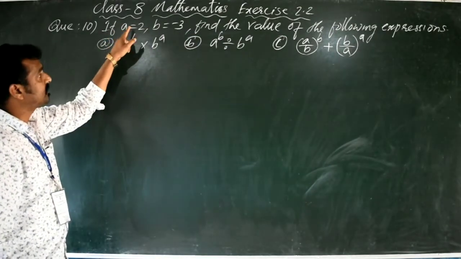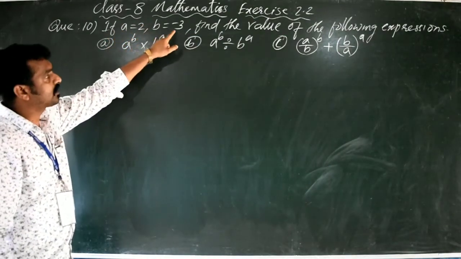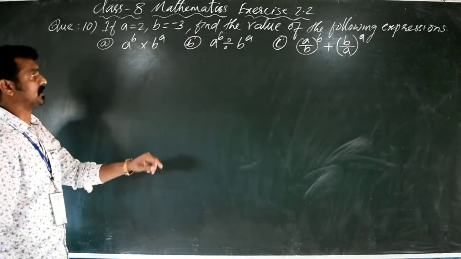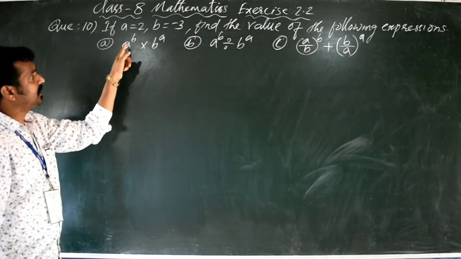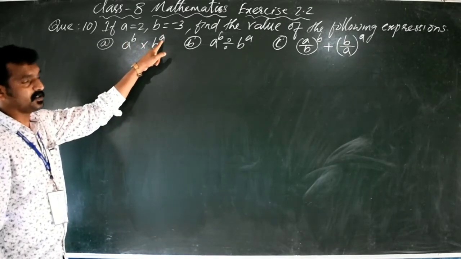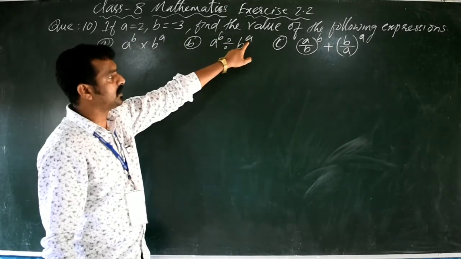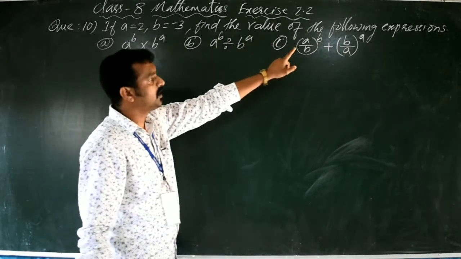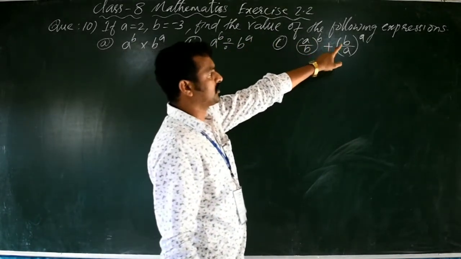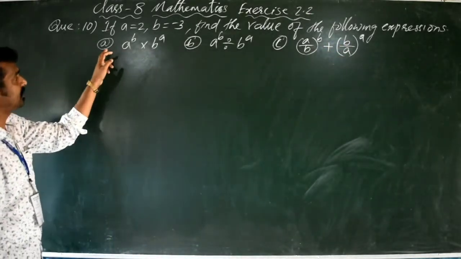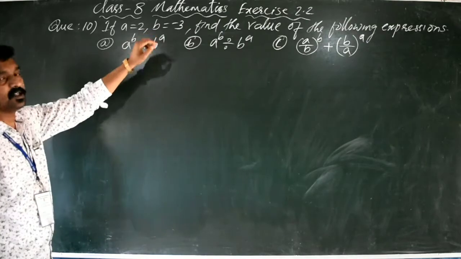The values are given here: a is equal to 2, b is equal to minus 3. We want to find the value of the following expressions. Question A: a raised to b into b raised to a. Question B: a raised to b divided by b raised to a. Question C: a by b raised to b plus b by a raised to a. So first I am going to find the value of a raised to b into b raised to a.